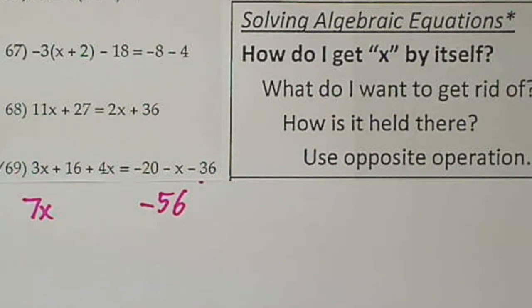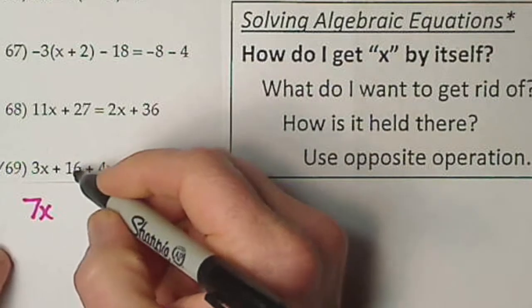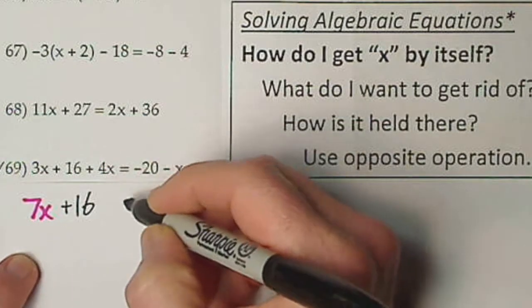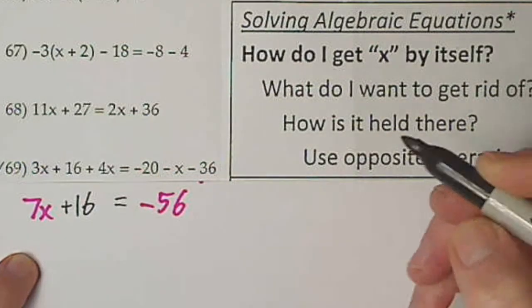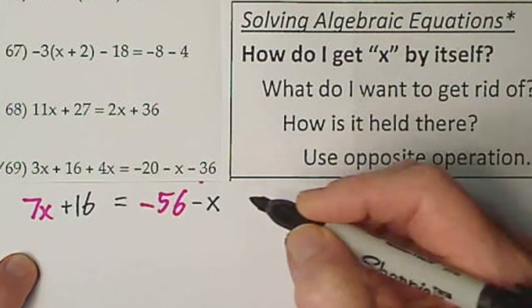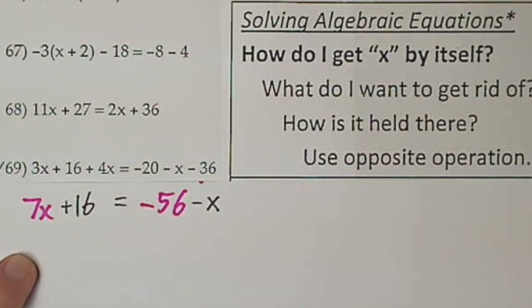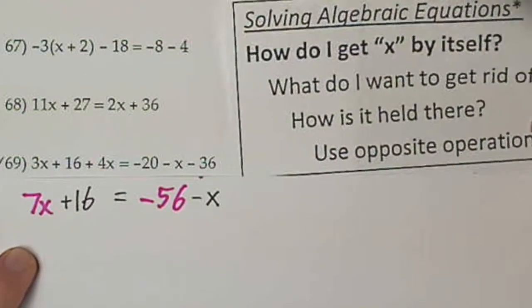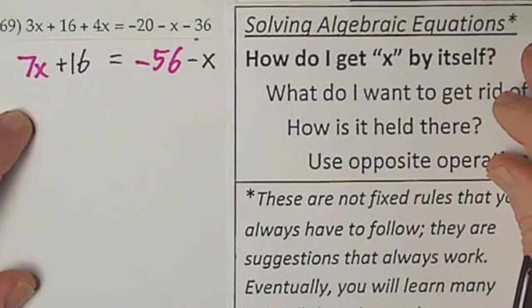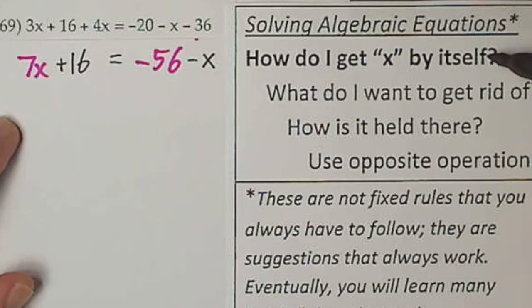Okay, and so all I did was clean up a little, and now I'm just going to bring down whatever I haven't touched. So this positive 16 has to come down, the equal sign comes down, and this negative x comes down. Alright, and I'm still trying to get x by itself.